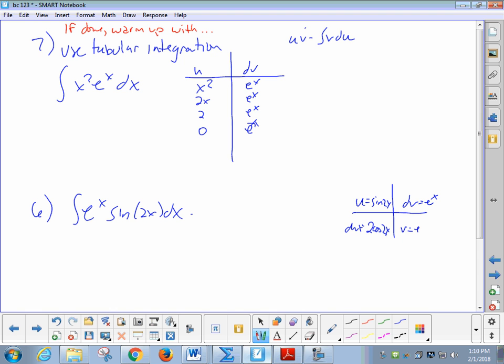No, so this one you could go either way. You didn't have to. We'll talk about that in a second. Are we ready for the first one? Yeah. Okay. Did you, for your u column, make x squared gradually going away to 0? Yes. And dv e to the x constantly.